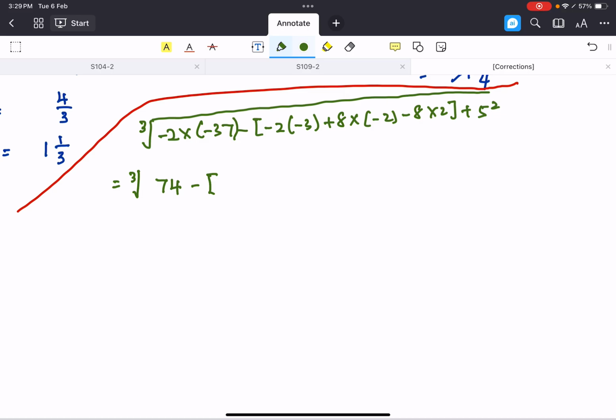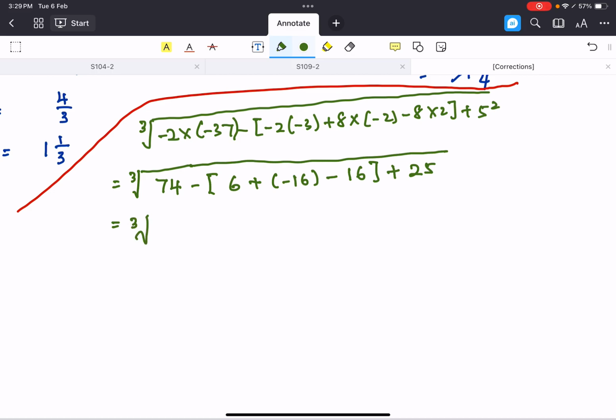Negative 2 times negative 3 is 6. Then we have 8 times negative 2 is negative 16. Then we have minus 8 times 2 is 16, right? Plus 5 squared is 25. So that's the cube root. So let's continue. Cube root of 74 minus, now what happened inside this bracket? We have 6 minus 16 minus 16 plus 25, right?